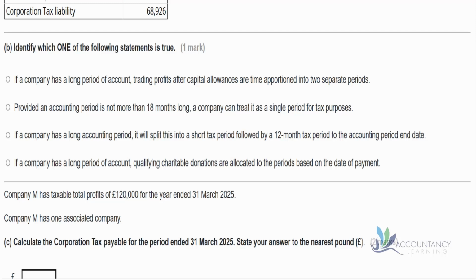Right, the third statement, if a company has a long accounting period, it will split this into a short tax period followed by a 12-month period. Now, no, that's not right either. The first period must be 12 months, and then the second period is the shorter one. So we've dismissed the first three, so the fourth one must be right. But anyway, let's just verify. If a company has a long period of account, qualifying charitable donations are allocated to the periods based on the date of payment. Well, yes, that's correct. So chargeable gains and qualifying donations are allocated to the period based on when they actually happen.